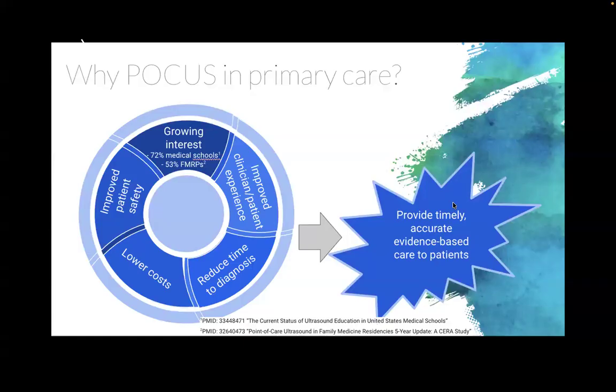And this is actually the norm among our European colleagues, the general practitioners who practice primary care in European countries. Ultrasound is widely used in these countries, and the United States is fairly behind in using this modality.